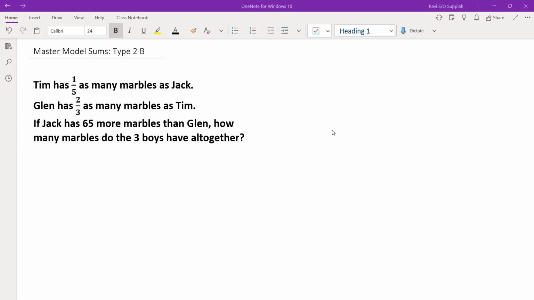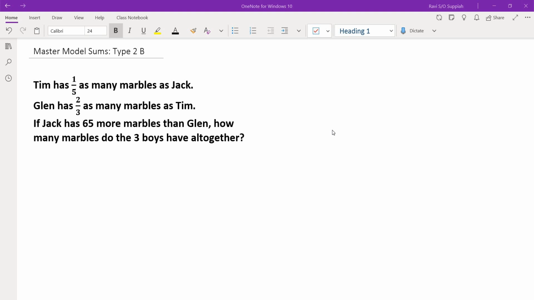Hi, let's look at this type 2B model sum question. Tim has 1/5 as many marbles as Jack. Glenn has 2/3 as many marbles as Tim. If Jack has 65 more marbles than Glenn, how many marbles do the three boys have altogether? Now, to do this, there are two ways you can approach this question. We will first look at drawing the models and solving it from there, and then we look at it from the ratio perspective.